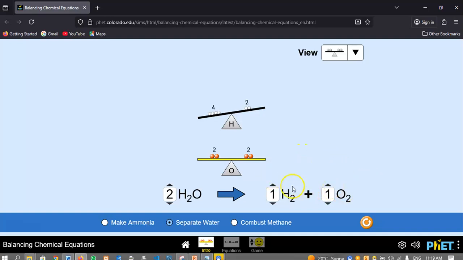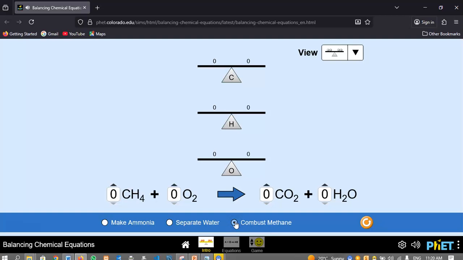You have to look where there are hydrogen atoms. They are here. Then I increase the number. When I increase the number of hydrogen, wow, it is also balanced. Very interesting. Okay, let us look at all the different equations.